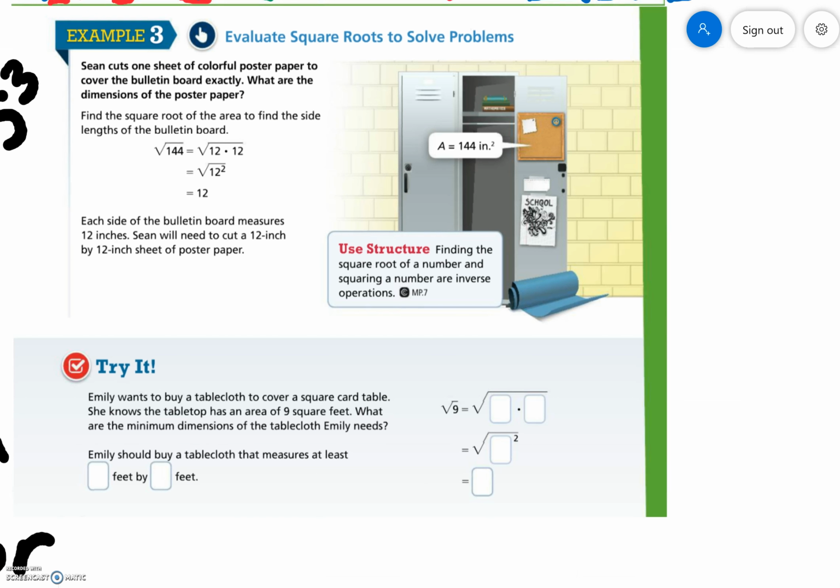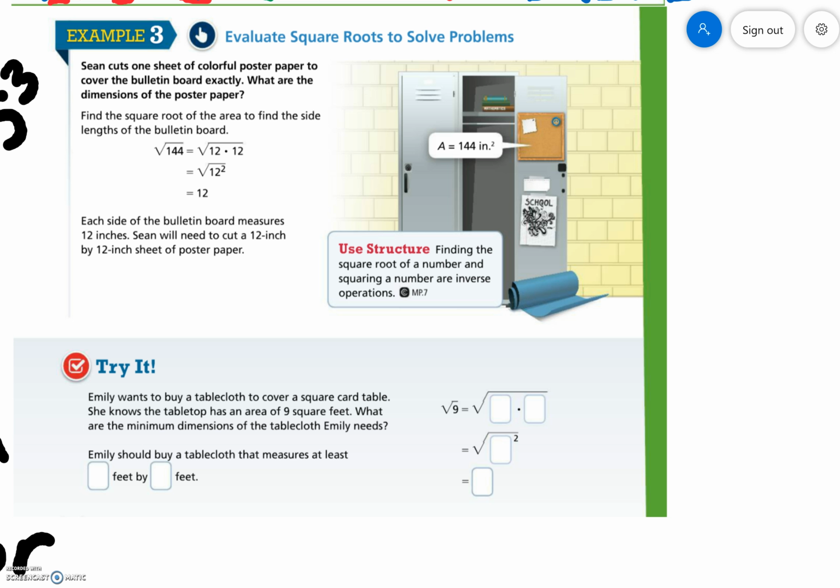Example number 3. Evaluate square roots to solve problems. Sean cuts one sheet of colorful poster paper to cover the bulletin board exactly. What are the dimensions of the poster paper? Find the square root of the area to find the side lengths of the bulletin board.